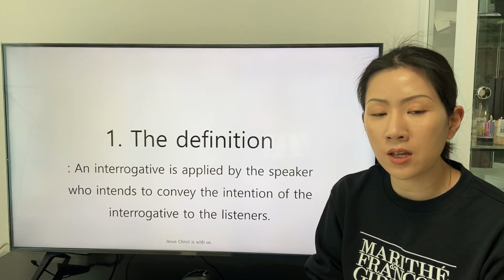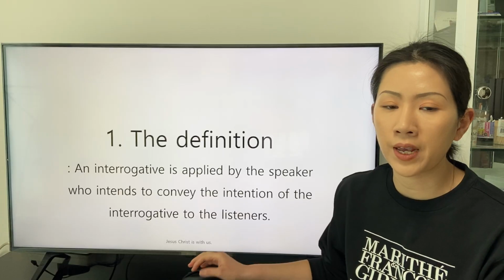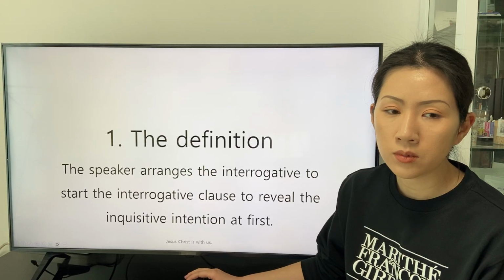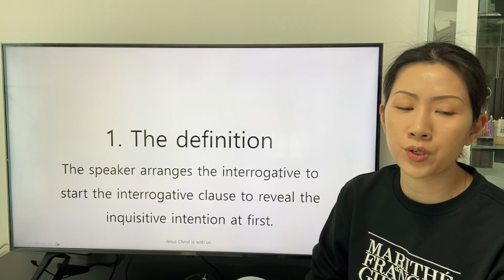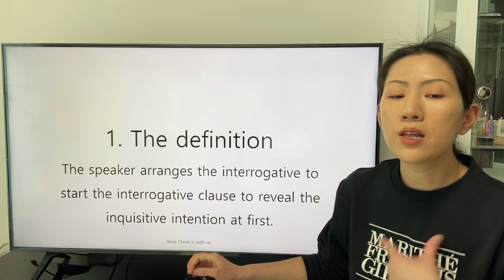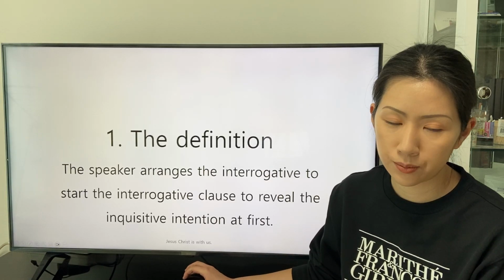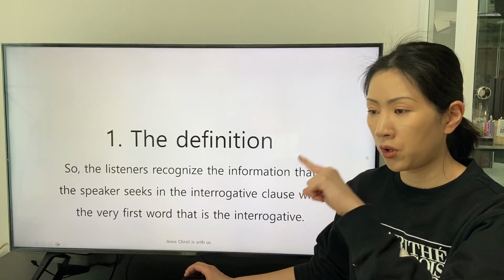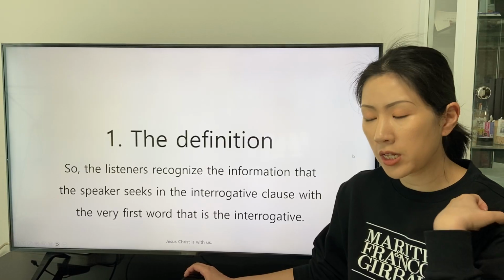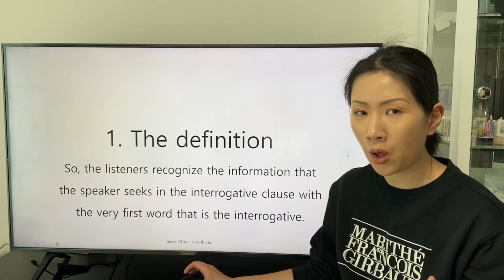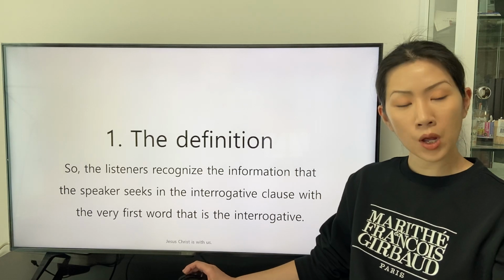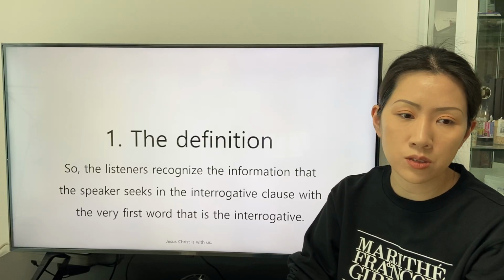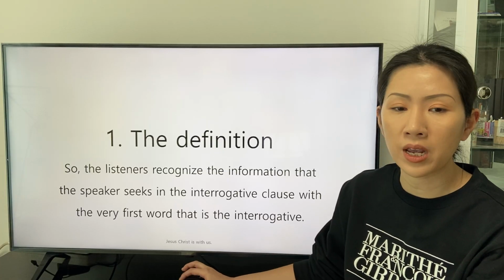An interrogative is applied by the speaker who intends to convey the intention of the interrogative to the listeners. The speaker arranges the interrogative to start the interrogative clause to reveal the inquisitive intention at first. As soon as the listeners listen to the first word of the interrogative clause, the listeners can prepare the response. So the listeners recognize the information that the speaker seeks in the interrogative clause with the very first word, that is the interrogative.